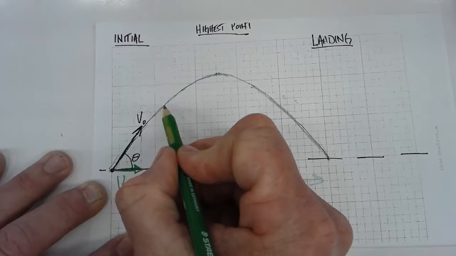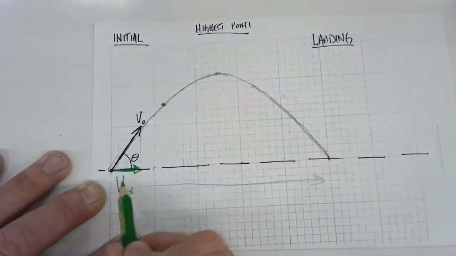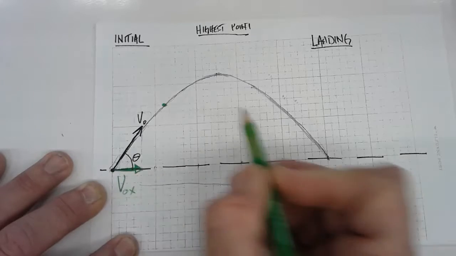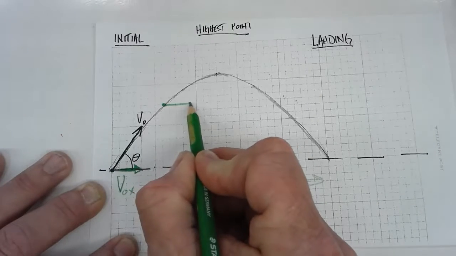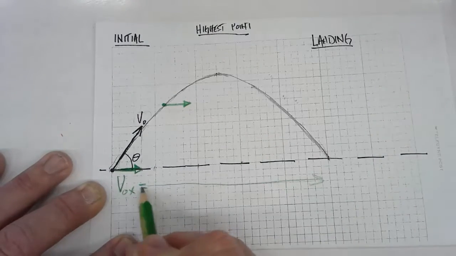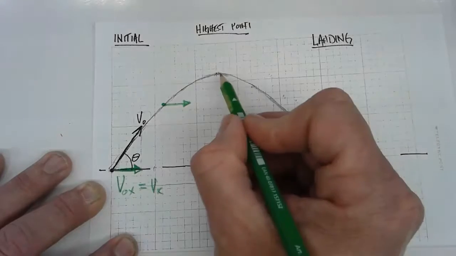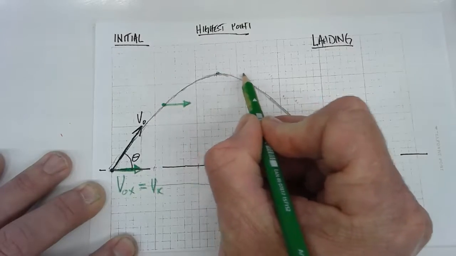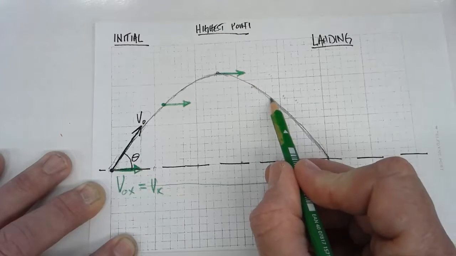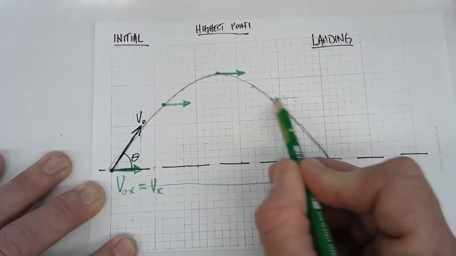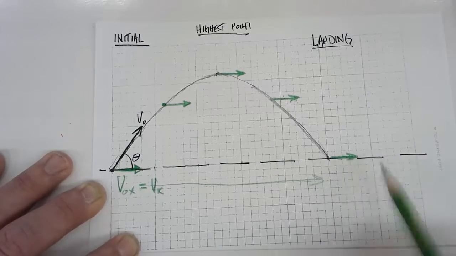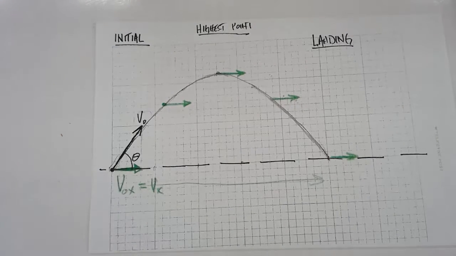So if you pick a spot right here, it's 1, 2, 3, how many blocks is that? 4? Yeah. So its x velocity will still be the same. So VOX is equal to VX all the way through this thing. You go to the top, 1, 2, 3, 4, it'll still have that x velocity. And here it will still have 1, 2, 3, 4, it'll still have that x velocity, even just as it gets ready to land. So that x velocity will be unchanged.